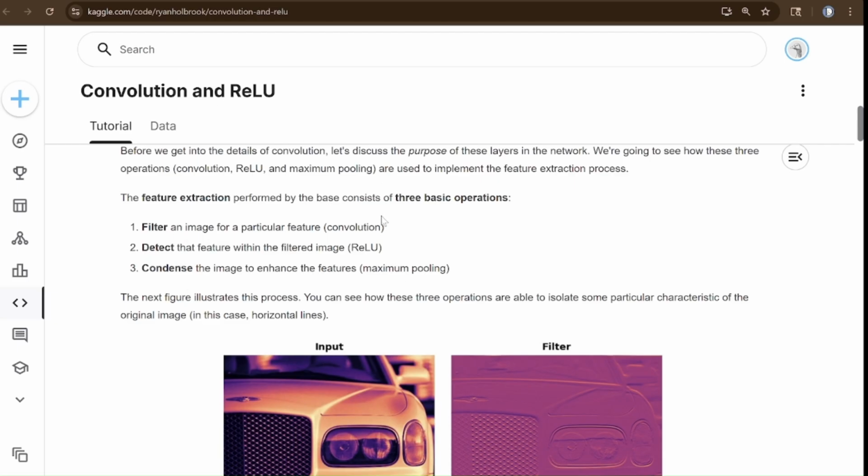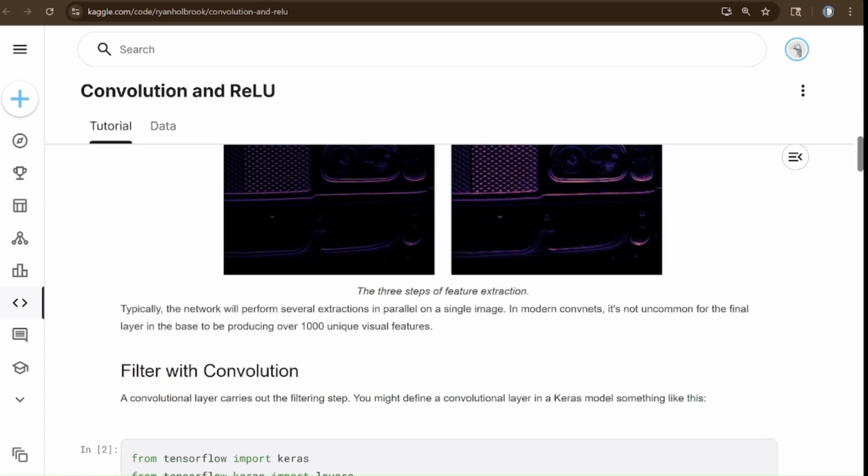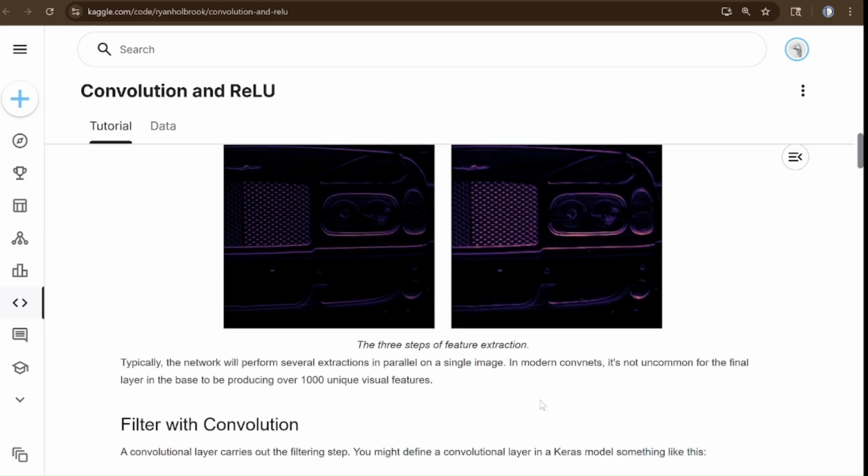Filter is done by convolution. Detect is done by ReLU. Condense is done by maximum pooling. Okay, things will be more clear, no worries. In the next figure, this is the figure we have seen already. Now that network will perform several extractions. It's not that it will do only one job, but it will perform several extractions from the single image. So it's not uncommon for the final layer to produce 1000 unique visual features.